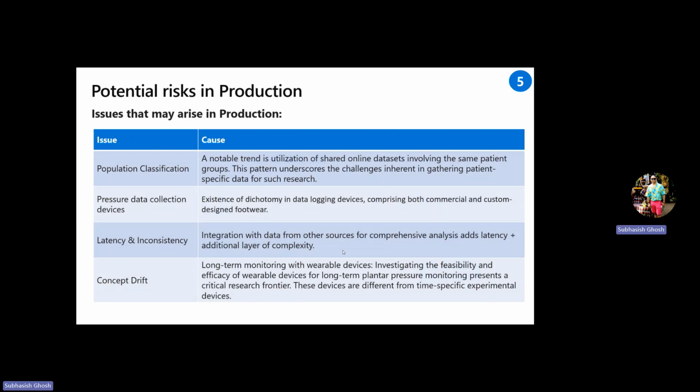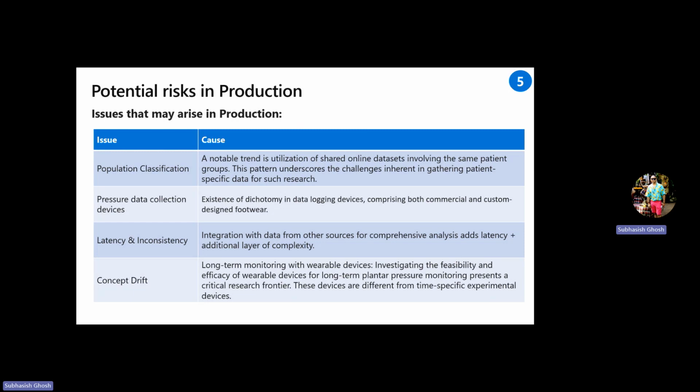Potential risks in production, there are a couple of them. A notable trend that we have seen is the use of shared online data sets. This pattern underscores the challenges inherent in gathering patient-specific data for research. So this is an important thing. Pressure data collection devices: there's a dichotomy in data logging devices, comprising both commercial and custom designed footwear. The way the data are collected, and also the accuracy, resolution, and reliability, all differ, right? So we have to ensure that the collection devices are accurate for a given study.